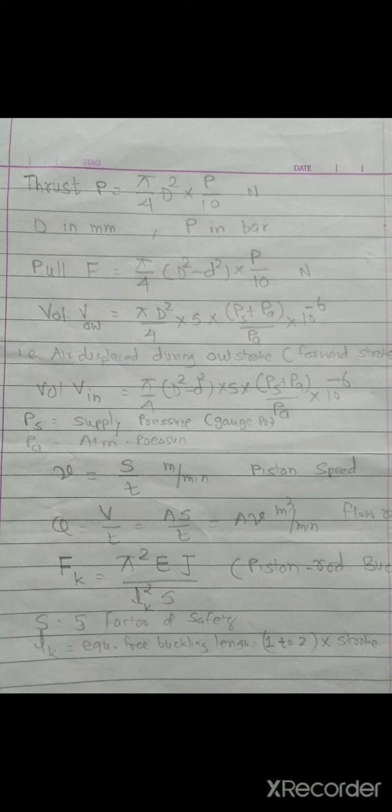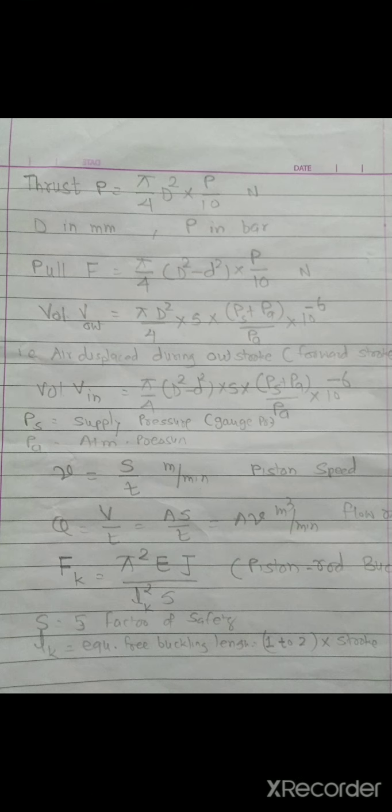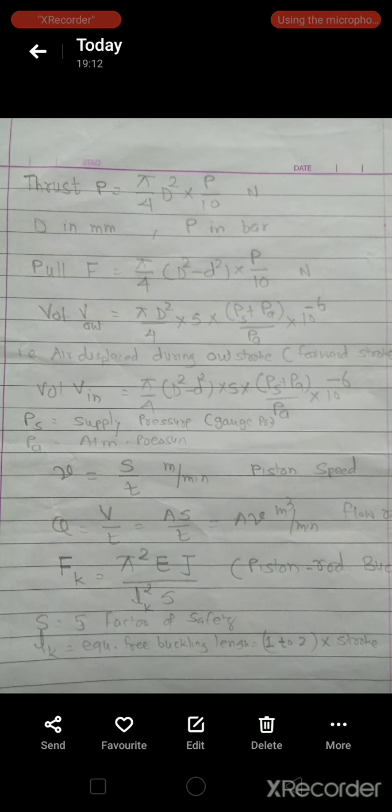The last equation, Fk is equal to pi square E into J divided by Lk square into S. It is for piston rod buckling. Cylinders capable of giving very long strokes are essential for some applications. However, if a compressive axial load is to be applied to a piston rod, it must be within the safety limit to prevent rod buckling.